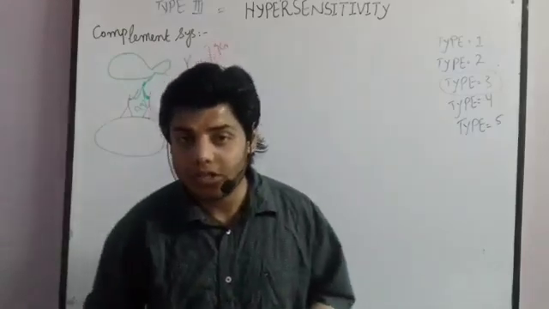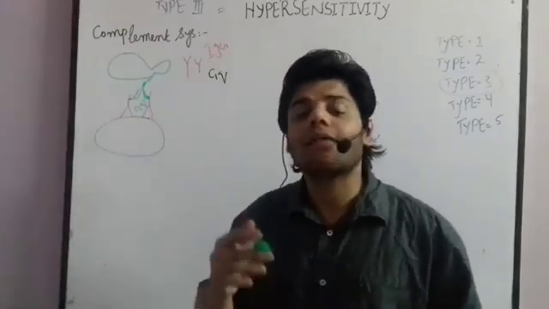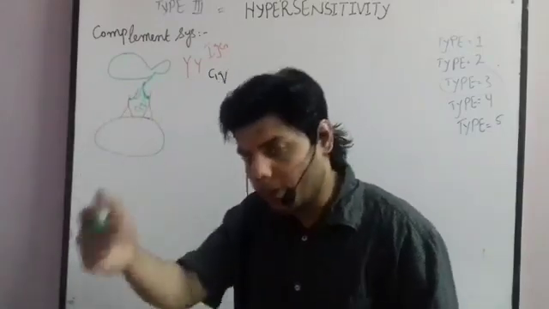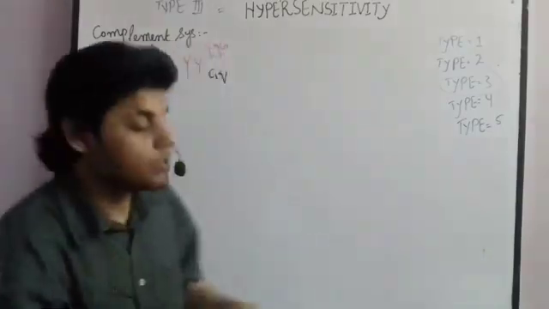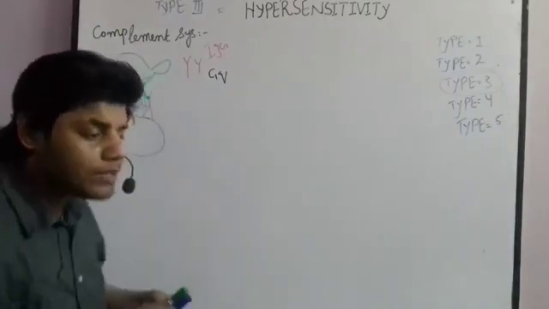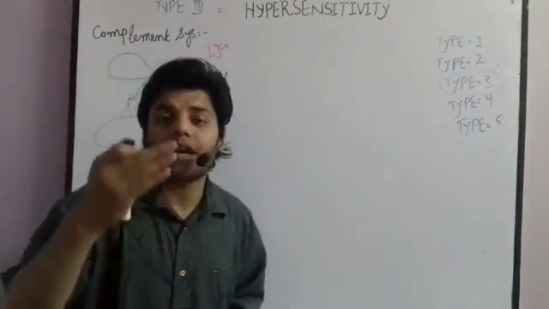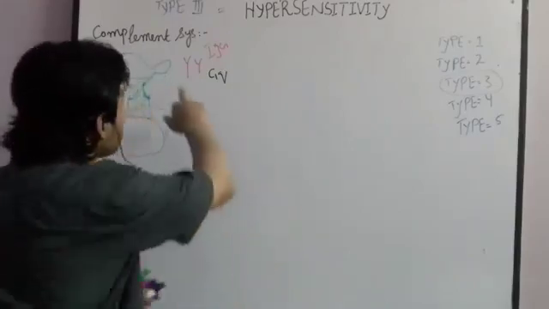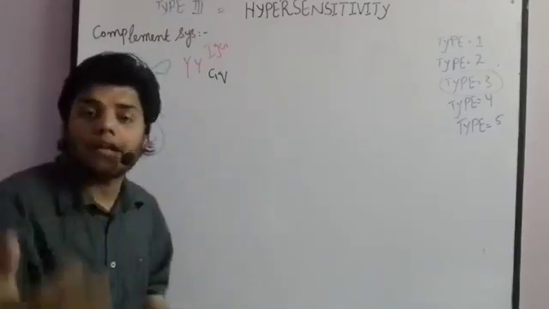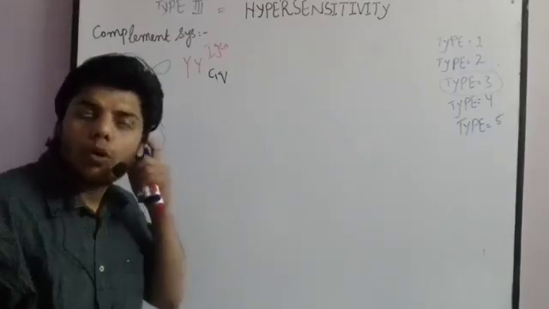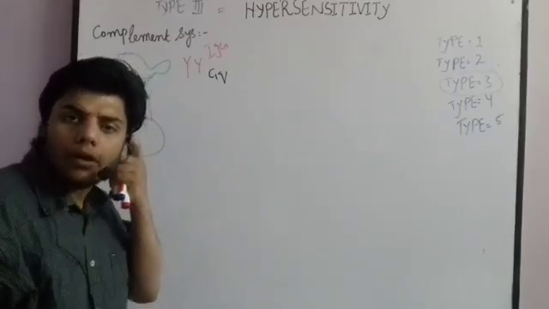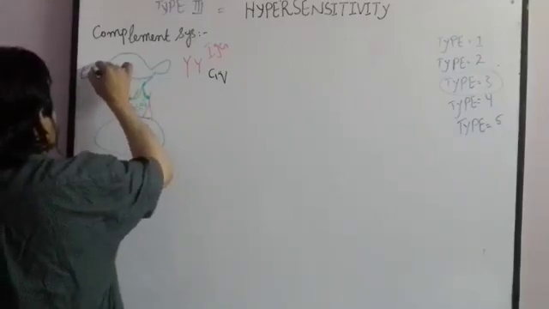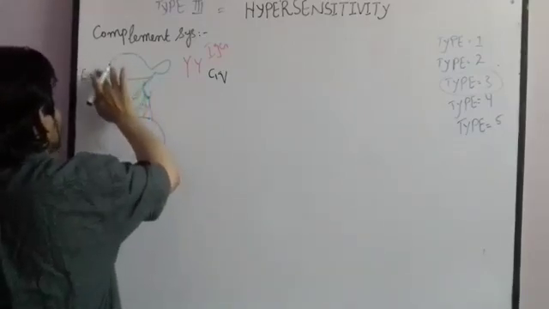Once the C1q proteins are bound here, they will provide a signal to other complement proteins, so the other complement proteins are also activated. Before activation, let's suppose we have another complement protein, which we call C2. So this is C2.